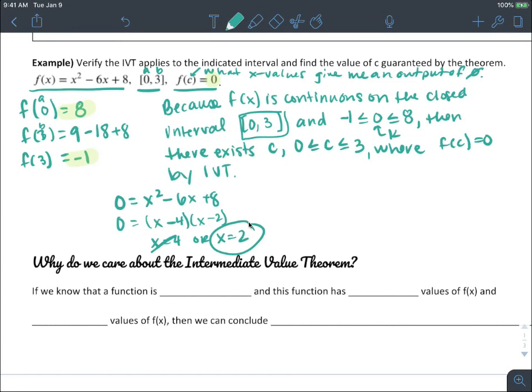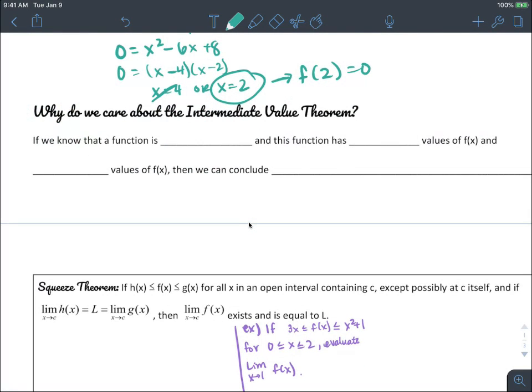If the function continued, then we might be able to say that x could equal 4. But right now we can only guarantee that when x is equal to 2, y is equal to 0. So we can say that f of 2 is equal to 0. Why do we care about this?